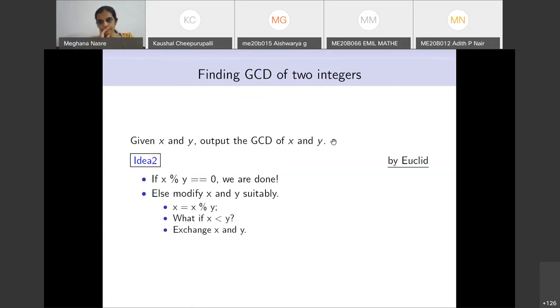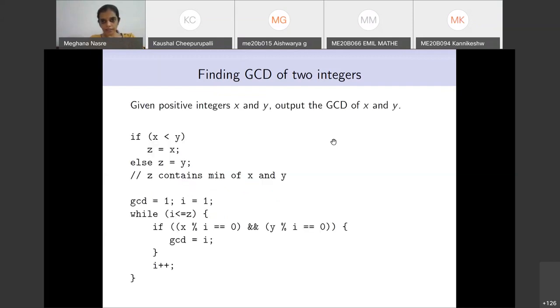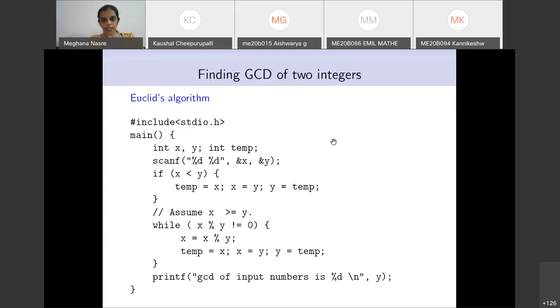Can you just go to the previous slide once more? Previous slide? Yes. So do you mean this one or the next one? No, the slide which has the program. Sure. Okay, yeah, sorry, this one. Okay, thank you.